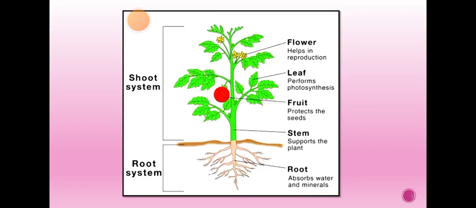Then we have the leaf. It performs photosynthesis, or you can say it's the factory of the plant where food is made. It has stomata present in it, and it also has chlorophyll, which is a green pigment which helps in the process of photosynthesis. It makes and prepares the food. It's called the kitchen of the plant, or factory of the plant, where food is actually made. It plays a vital role in the preparation of the food.